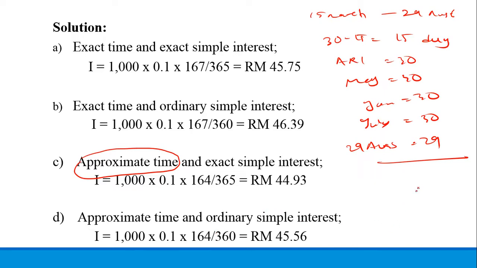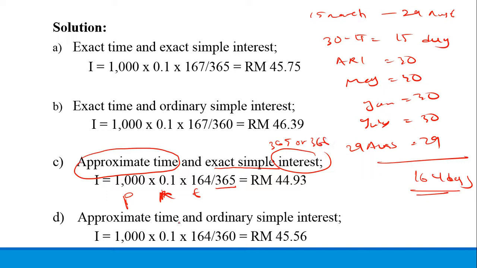You get that 164 days. Okay, that's why P, R and T, which is 164 divided by 365, because exact simple interest is 365, or 366 if it is a leap year. Okay, for this one P, R and T, but it's ordinary simple interest, so divide by 360, you get that 45.56.